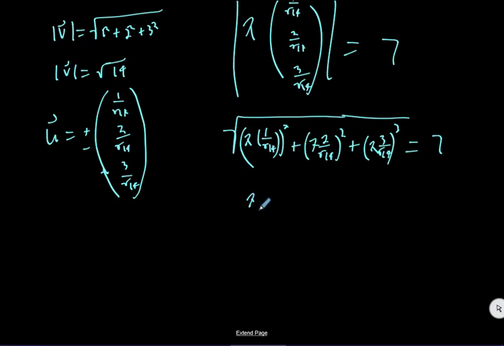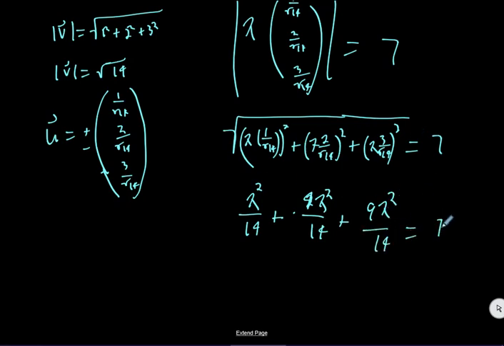And then when I square both sides, I'm going to end up with lambda squared over 14. If I square the square root of 14, I'm going to get 14. It's going to be lambda squared plus 4 lambda squared over 14, actually this should be 4, my bad, because 2 squared is 4. Then plus 9 lambda squared over 14 equals, when I square both sides, 49. And then I add these up. These are going to add up to 14 over 14. It's going to be lambda squared equals 49. And then lambda could be plus or minus 7.